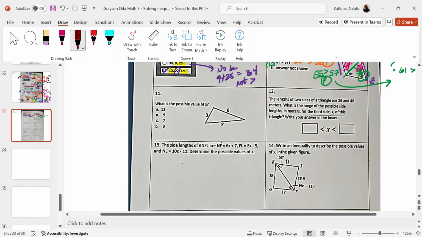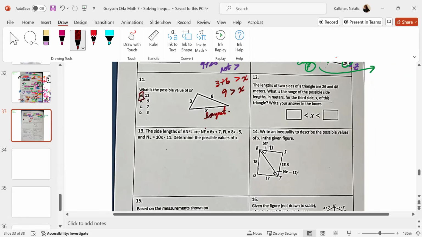What is the possible value of X? Well, given the fact that this is probably the longest side, maybe, right? 3 plus 6 has to be greater than X, correct? 3 plus 6 is 9. Which one is bigger than 9? 11. Yeah, that's your answer. So that's a possible answer of X.